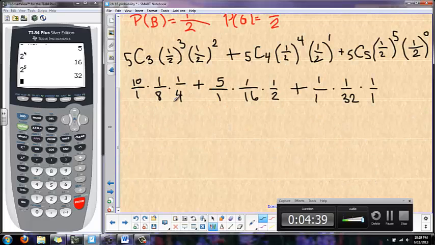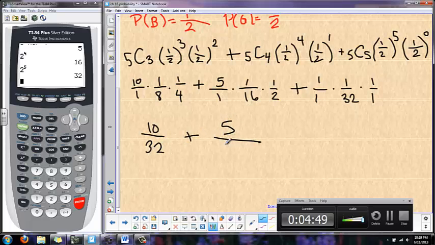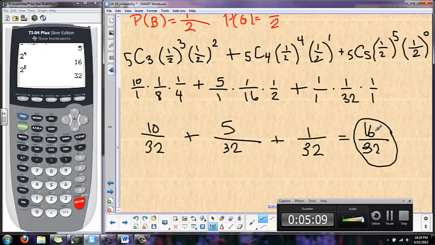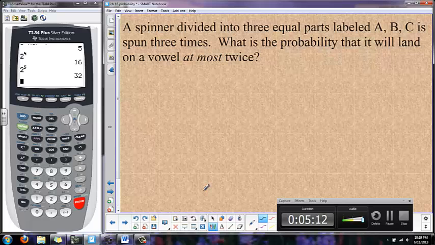Okay, and then I can go through and simplify each of these. This turns out to be 10 over 32 plus 5 over 32 plus 1 over 32. Add all those together. I know that I did it the right way because all my denominators are the same. So this ends up to be 16 over 32, and I'm going to leave it like that. Okie dokie. Alright, last question, and then we are done for this section, done for the new stuff.